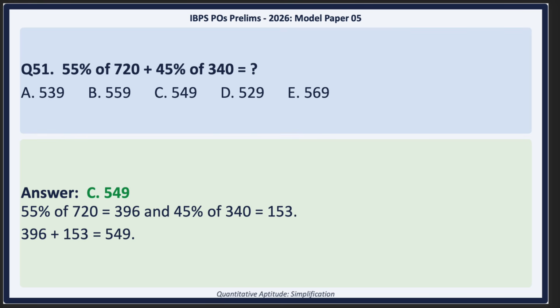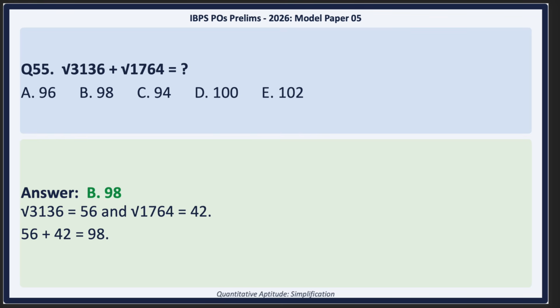Honestly, one of the most compassionate things you can do for your future test-taking self is to memorize your squares up to 40 and your cubes up to 20. Do I really need to? Is it that important? Let's look at question 55, the square root of 3136 plus the square root of 1764. If you don't know your squares, you are doing manual root extraction, which takes minutes. Yeah, that sounds painful. But if you have them memorized, you instantly know it's 56 plus 42, which equals 98. It becomes a 5-second problem.